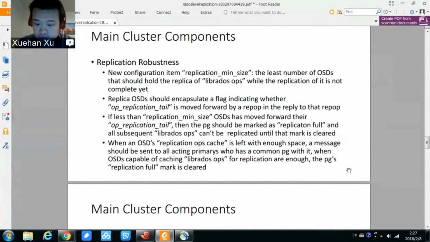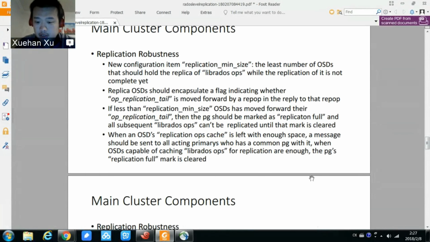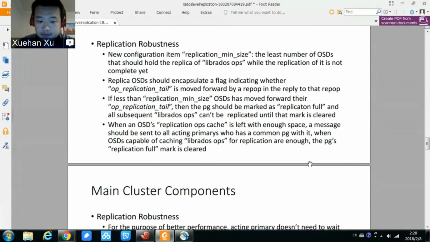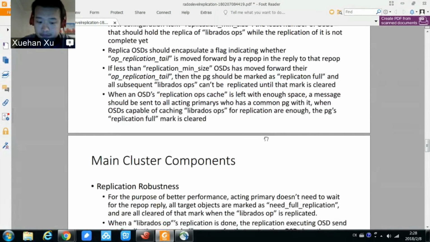And when an OSD's replication ops cache is left with enough space, a message should be sent to all acting primaries who have a common PG with this OSD. And when the OSD is capable of caching enough liberated ops for replication, then the PG's replication full mark is cleared.